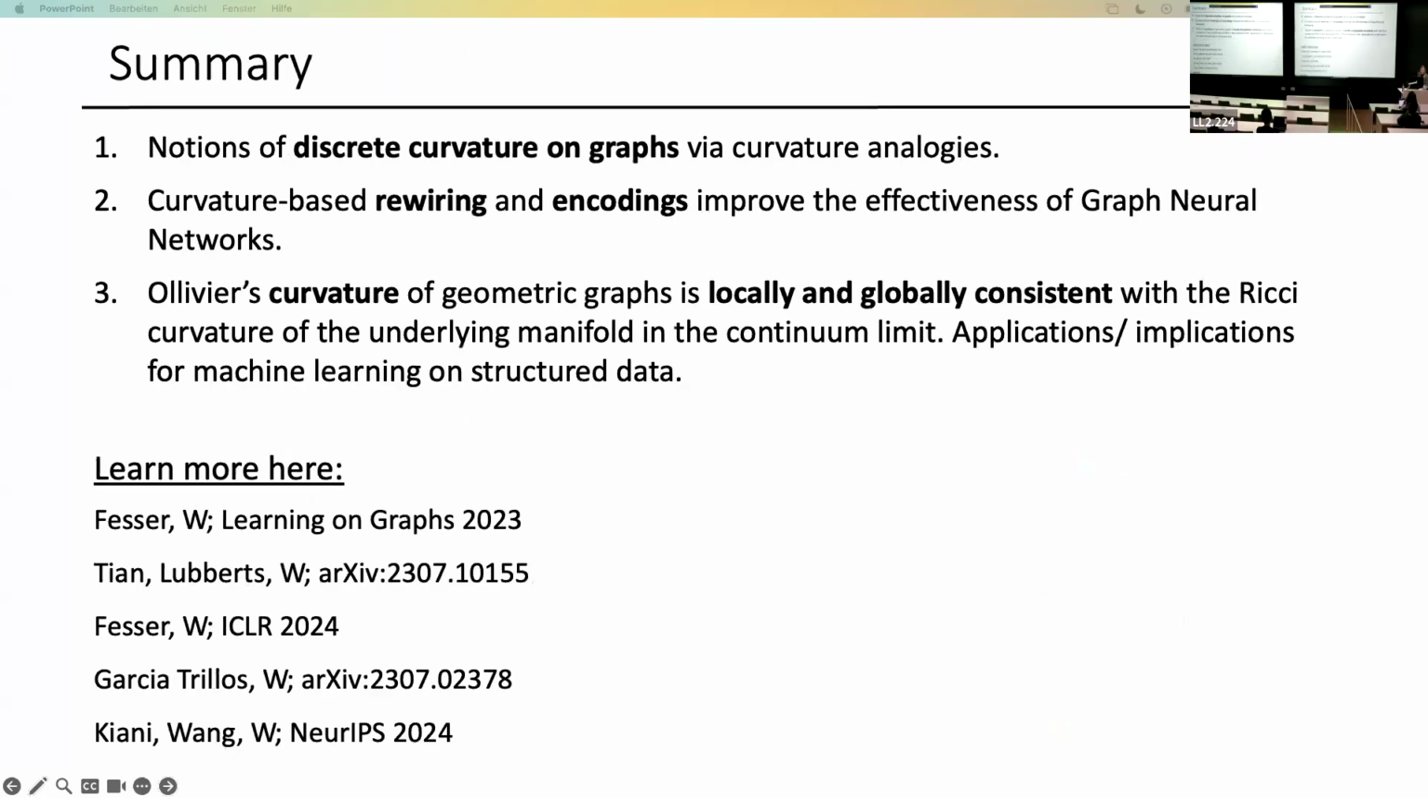Okay, with that, I'm out of time and I want to conclude. In this talk, we discussed discrete notions of curvature on graphs and how to derive them from curvature analogies. We also talked about using curvature, or insights from curvature, in the context of graph neural networks. We talked about rewiring and encoding to mitigate things like oversmoothing, oversquashing, and also the limited representational power of graph neural networks. And then at the end, we talked about how we can use Ollivier's curvature to learn something about the geometry of our data manifold, both in a local and a global sense, and then very briefly on why that might be important for machine learning.